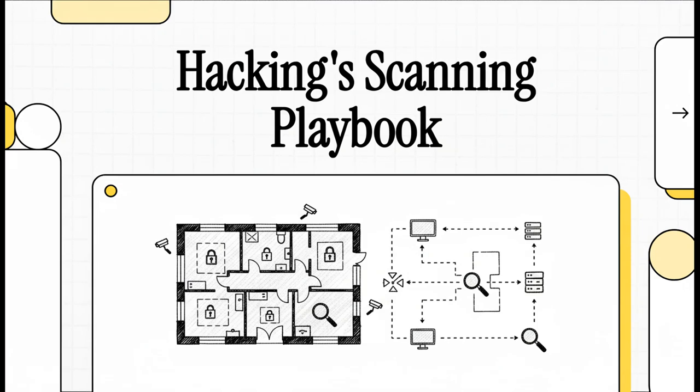Think about it like this. If you wanted to break into a building, you wouldn't just start kicking down doors, right? No, you'd want the blueprint. You'd want to know every door, every window, every possible way in. Well, in the digital world, network scanning is how you get that blueprint. It's how attackers map out your entire network before they even think about making a move. And today, we're going to open up that playbook and see exactly how it's done.